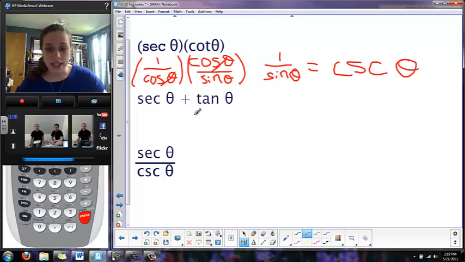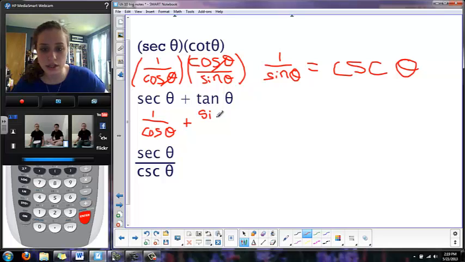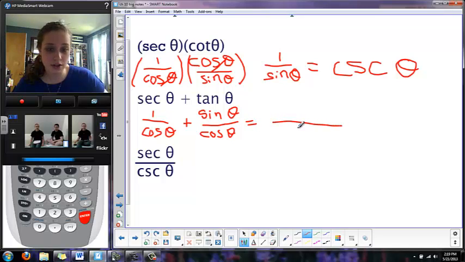So we have secant theta, which I can rewrite as 1 over cosine theta, plus tangent theta. Now, rewriting tangent in terms of sine and cosine, tangent is written as sine theta over cosine theta. So, what you need to ask yourself if you're adding or subtracting is, do I have a common denominator? And in this case, yes, I do. My common denominator is cosine theta, and then all you have to do is add together the stuff that's in the numerator. So this is 1 plus sine theta.